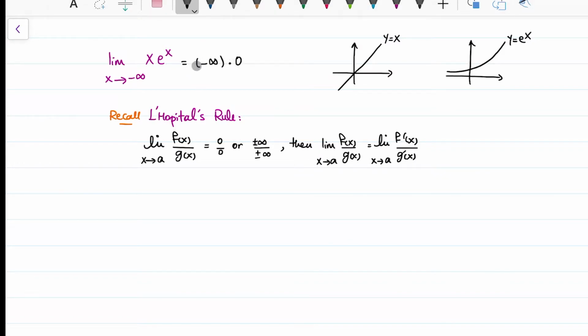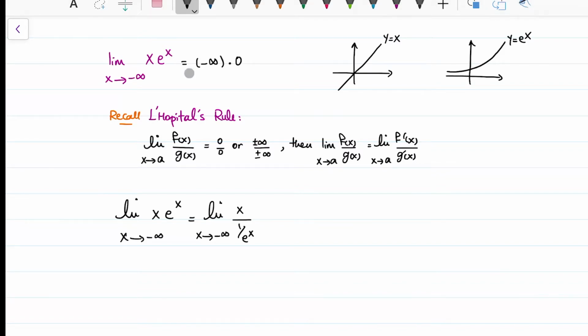But in here, we don't have a fraction. We just have the multiplication. So somehow if I want to use L'Hopital's rule, I need to change this into a fraction. Let me tell you the trick. I'm going to write x e to the x as x goes to negative infinity, and then I'm going to rewrite this as x over 1 over e to the x as x goes to negative infinity.